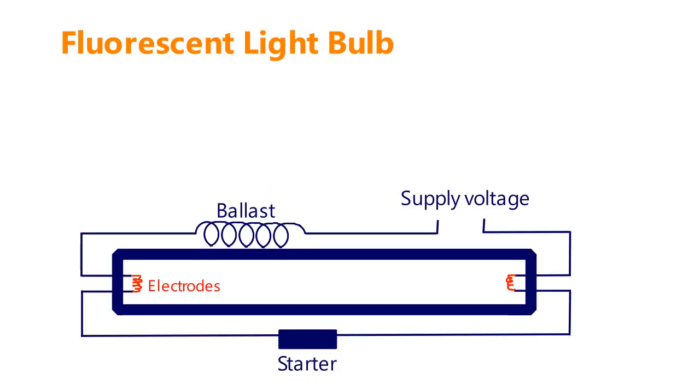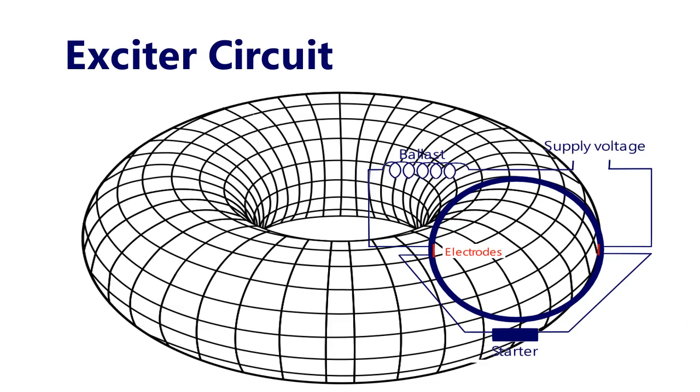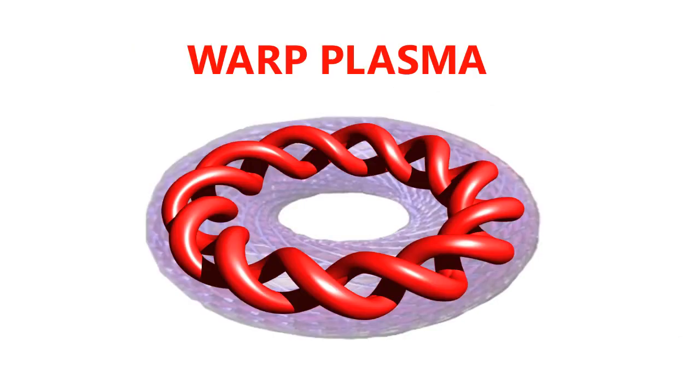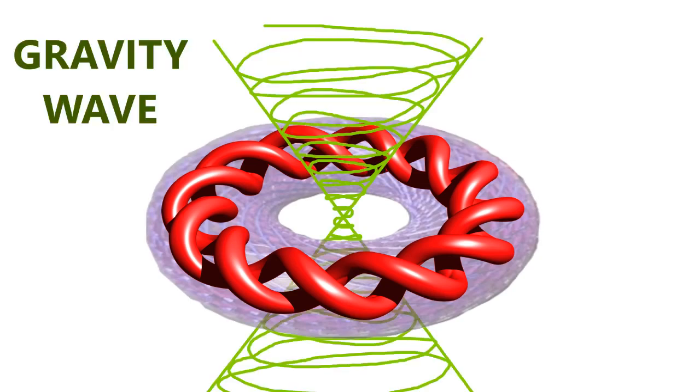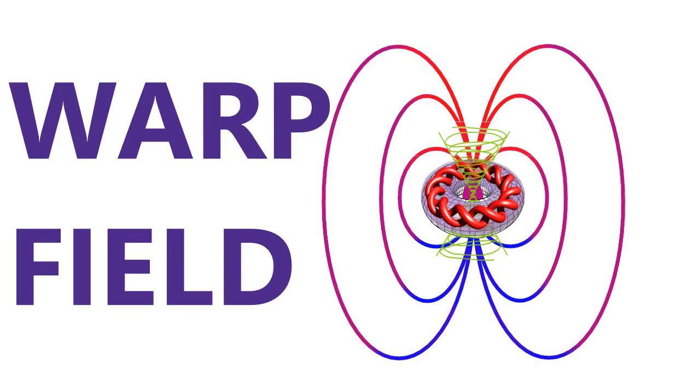So let's look at the fluorescent light again. The light bulb runs off of AC power, so it causes the electrons in the plasma to flow back and forth as the voltage changes. So the exciter circuit is already causing movement inside the plasma. The warp coil can then direct the plasma into a spiral, twisty rotation. This rotation causes a gravity wave piggybacked on an electromagnetic field, which would be called a warp field.